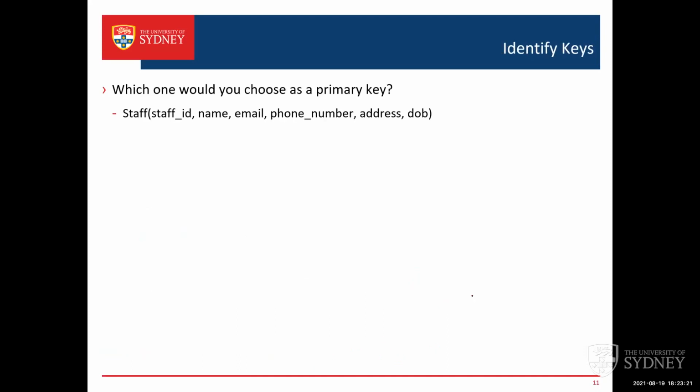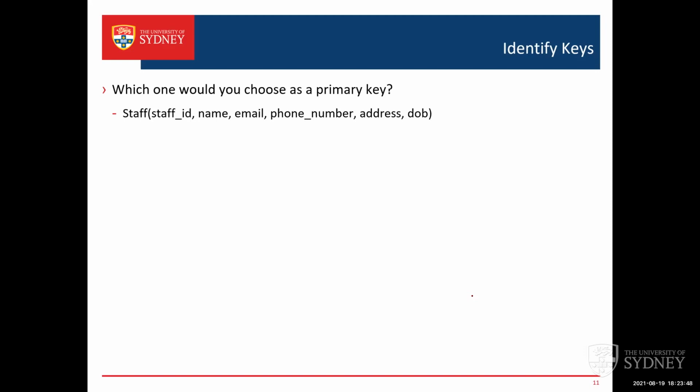So if you understand primary key, try to figure out which one do you want to choose as a primary key in this staff table. Which one could be a primary key? Okay, everyone is saying staff ID or ID. That's good.